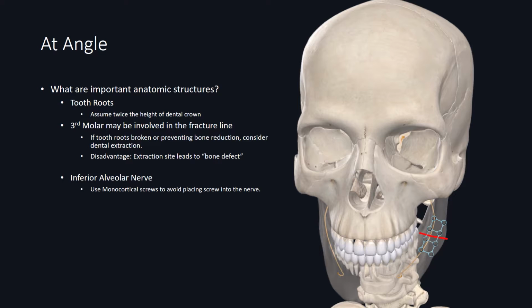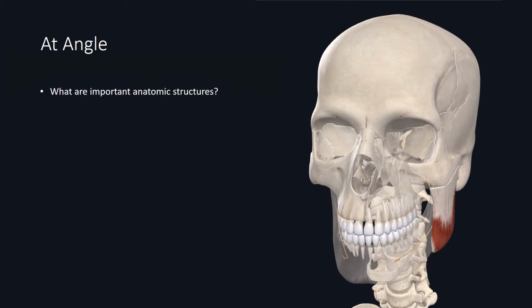With that said, in practice, I'll generally prefer to use monocortical screws for both the top and the bottom plate, since I don't know exactly where the nerve is traveling. I'll typically use 3 to 4 millimeter screws along the superior plate and 4 to 8 millimeter screws along the inferior plate. Another relevant structure is the masseter muscle.